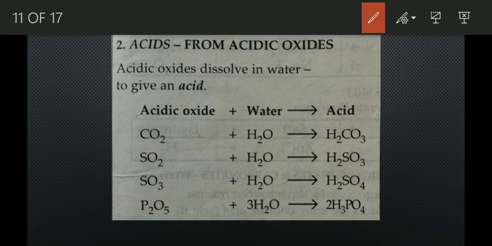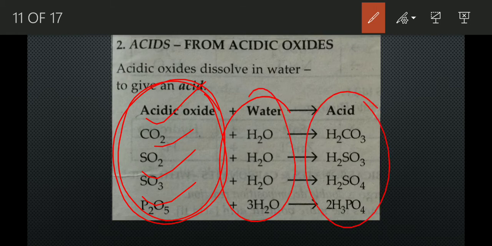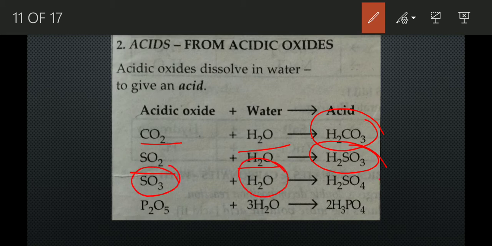Similarly, from acidic oxides like CO2, SO2, SO3, phosphorus pentoxide, P2O5, when these acidic oxides dissolve in water, they form acids. Like when carbon dioxide reacts with water, it forms carbonic acid H2CO3. Similarly, when SO2, sulfur dioxide, reacts with oxygen, it forms H2SO3, sulfurous acid. When SO3 reacts with water, it forms H2SO4. When P2O5 reacts with water, it forms phosphoric acid H3PO4.